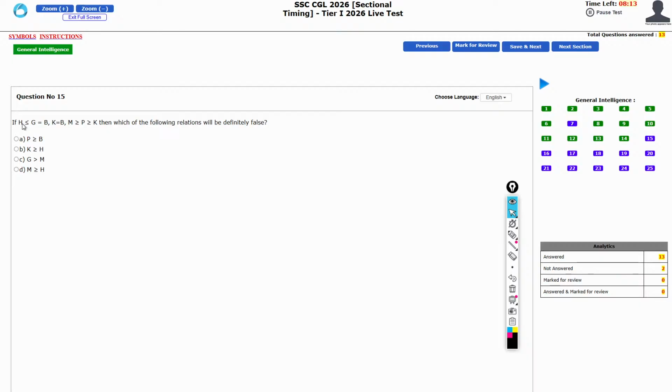Greater than M. But G is less than M, so this is definitely false. Which number has only prime digits? So this first one.